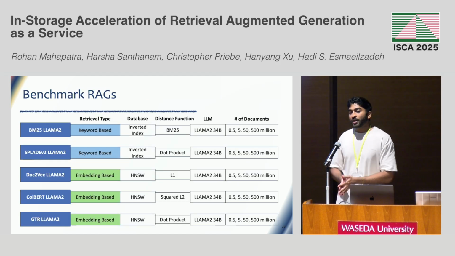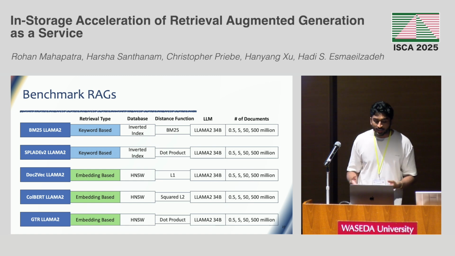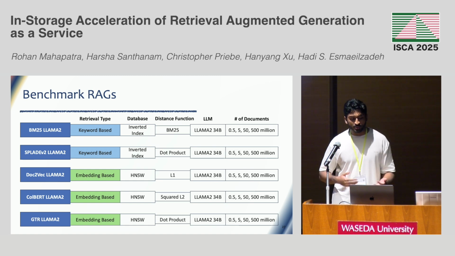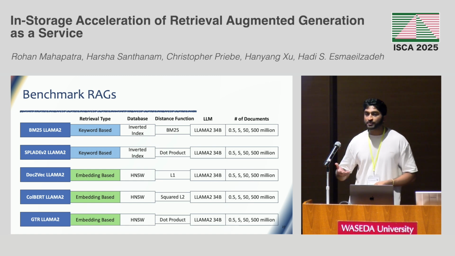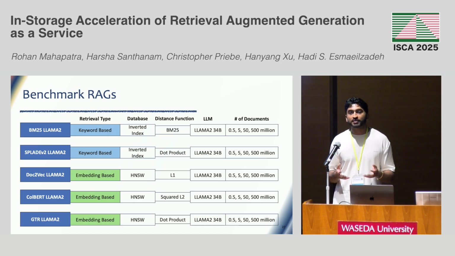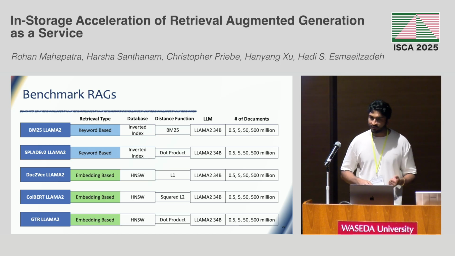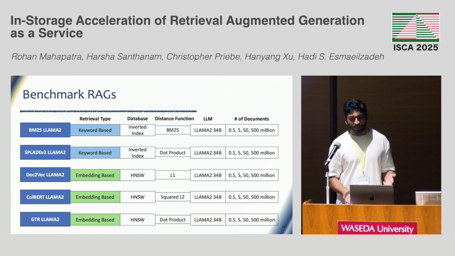On this slide, I'm showing our benchmarks, just some highlights. We looked at both keyword-based and embedding-based retrieval. We had a bunch of different distance metrics, and we had 4 different dataset sizes: 500,000, 5 million, 50 million, and 500 million documents.